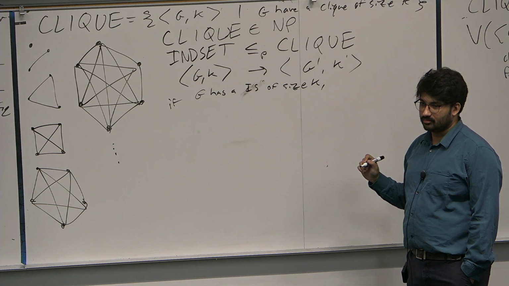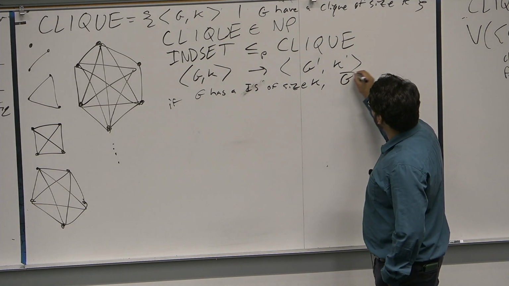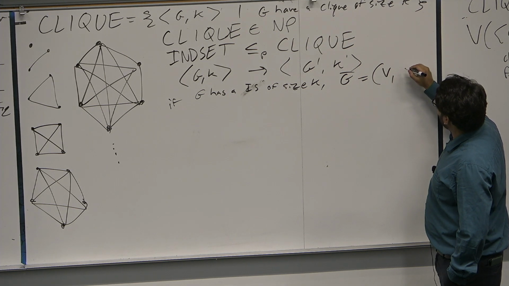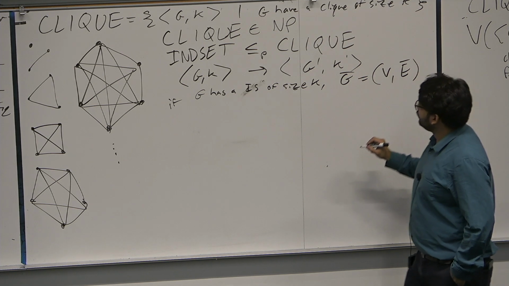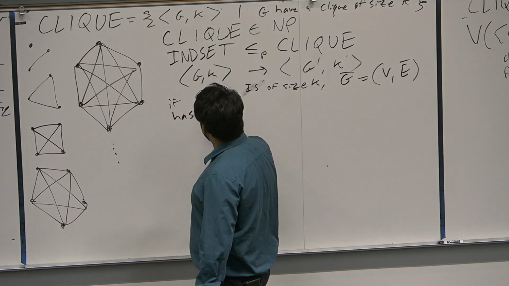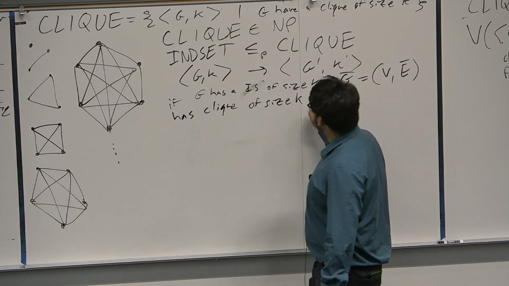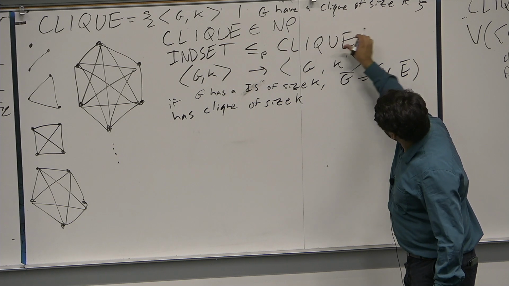Could you call it G complement? Yes. It has all the edges. G complement, which is equal to V comma E complement, has a clique of what size? Okay. So I'm just going to erase that.